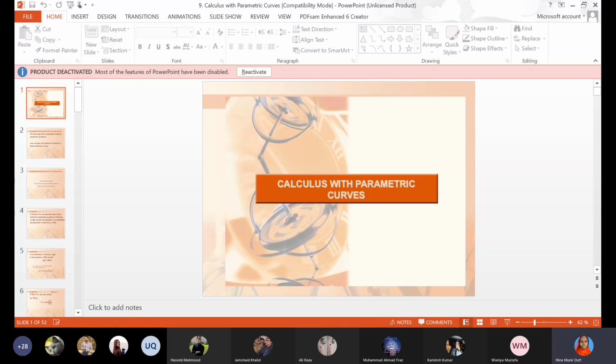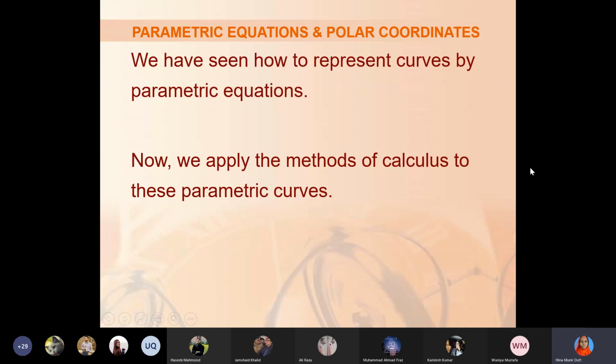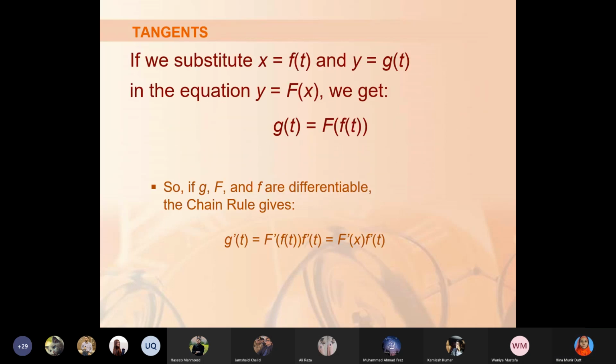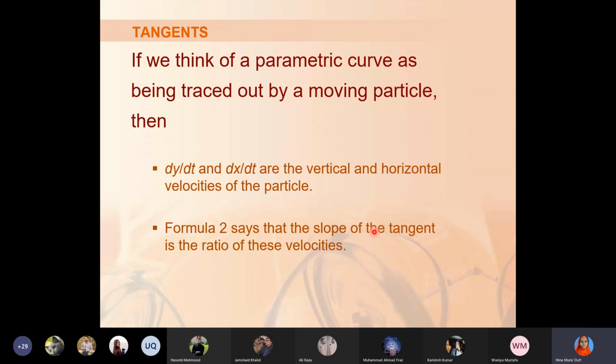Calculus with parametric curves. In this section, we will use parametric curves to obtain formulas for tangents, areas, and arc lengths. This is the equation you need to find the slope of the tangent line at any point (x, y). So dy/dx is equal to (dy/dt) over (dx/dt). This is by using the chain rule.